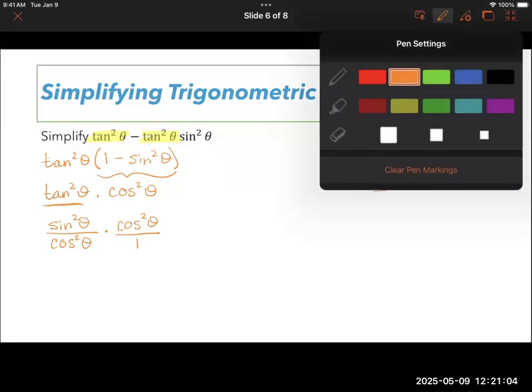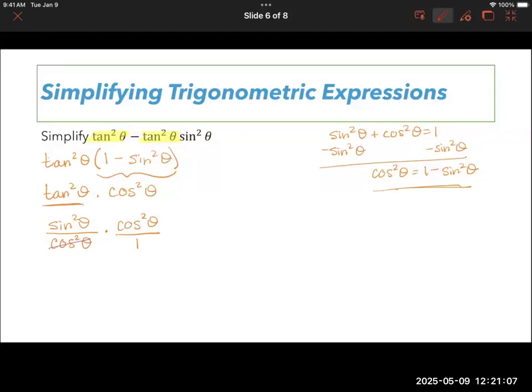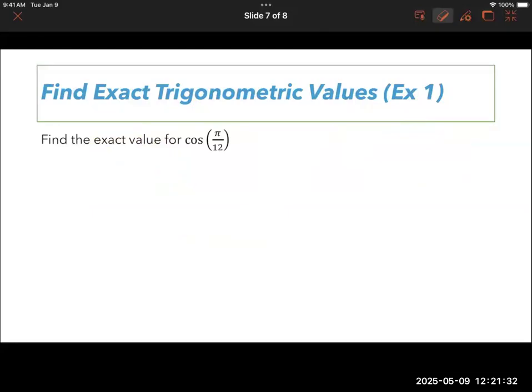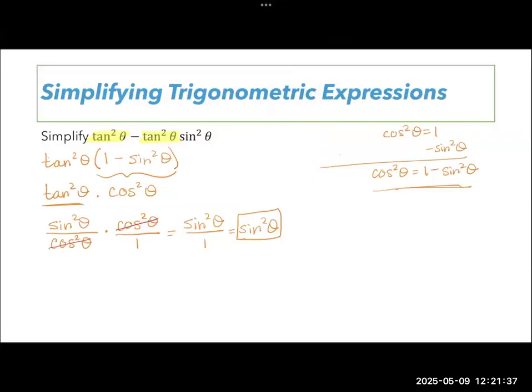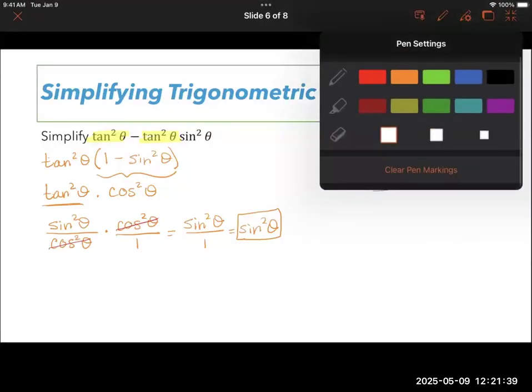And by doing that now, you can see that the cosine squares of theta can cross cancel. And so I end up now with the sine squared of theta over 1, which ends up just being sine squared theta, which is a much simpler version than what we started with. So yes, we have actually simplified. Everything works. It all looks good.